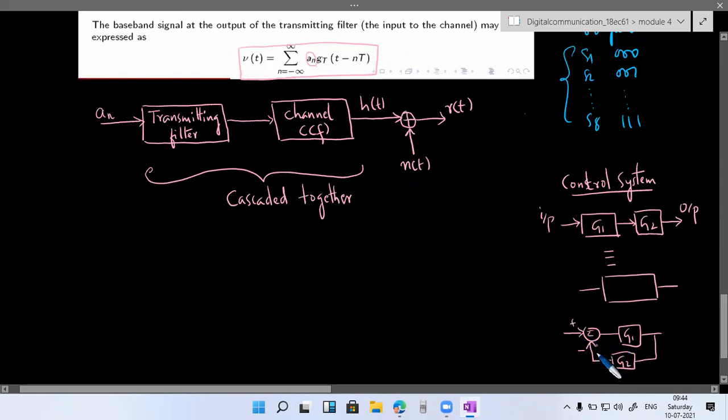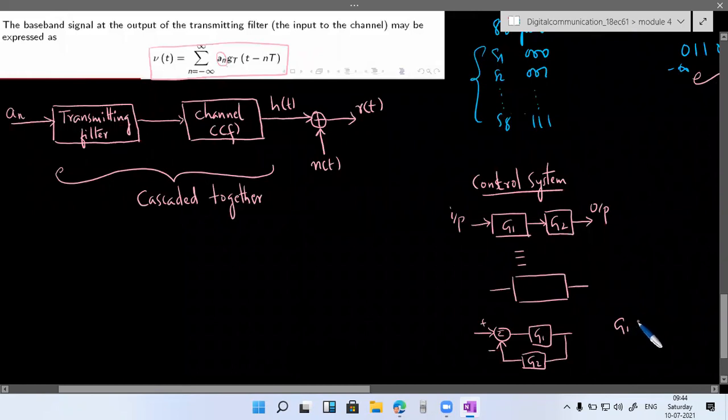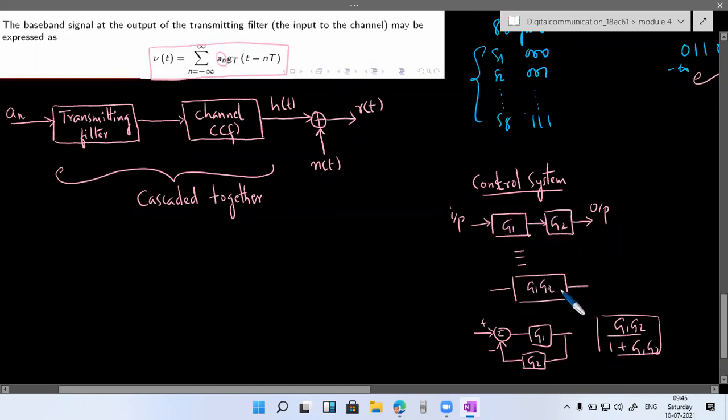So because of which I can call this negative feedback. Then we would have got this as equal to G1 G2 over 1 plus G1 into G2. We could have done this for negative feedback, but right now it's cascaded blocks, like in series. So if that is the case, then the overall gain of this entire block can be thought of as G1 into G2. That's it.